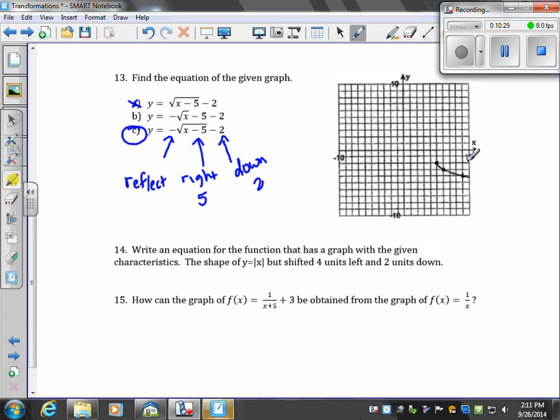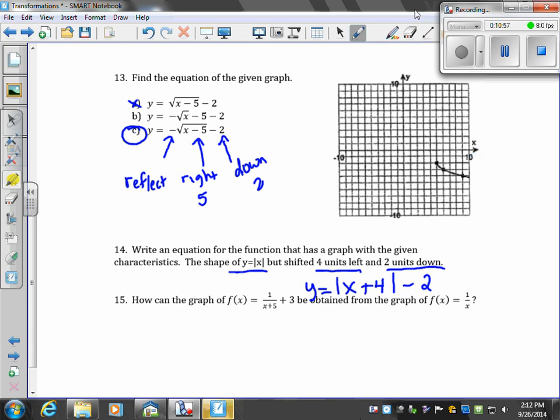Number 14 says, write an equation for the function that has a graph that's the shape of an absolute value of x, which in our mind we should be seeing a V. Shift it 4 units left, 2 units down. So y equals, let's go 4 units to the left. Remember the horizontal shift, we think opposite, and then 2 units down. That's going to be our equation.